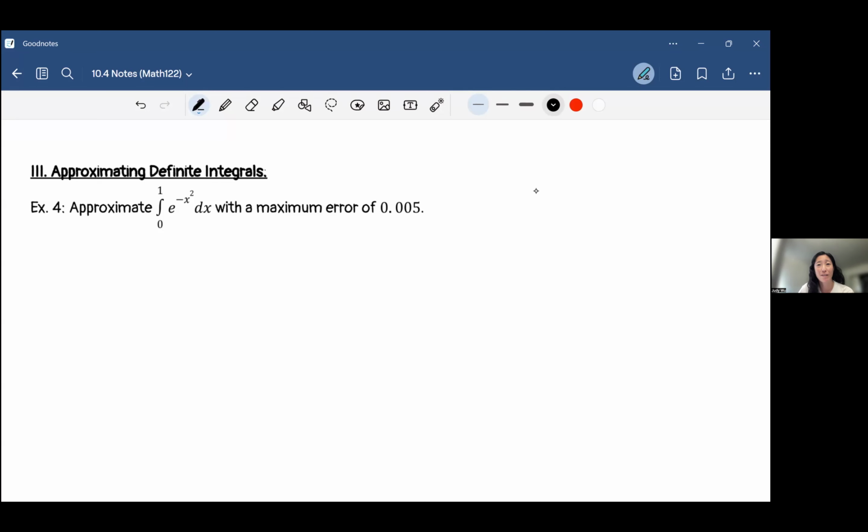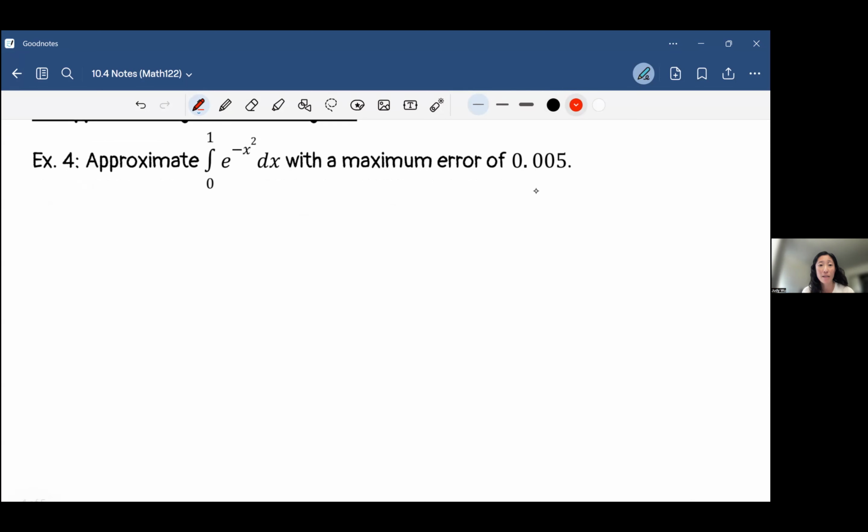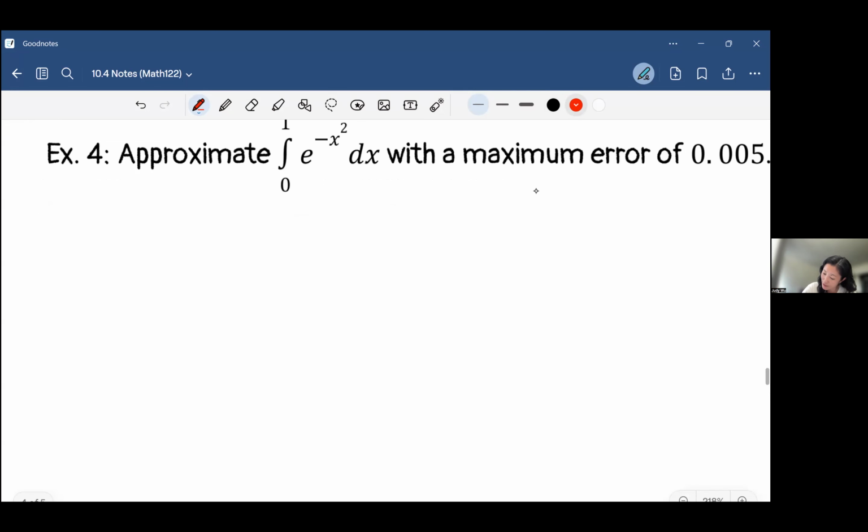And in this video, we're going to take a look at approximating definite integrals with a maximum allowable error. We're going to put together a lot of things that we've learned in chapter 10, all in the same problem. Example 4 says, approximate this definite integral from 0 to 1 of e to the negative x squared dx with a maximum error of 0.005. We're going to break this down into 3 digestible steps.